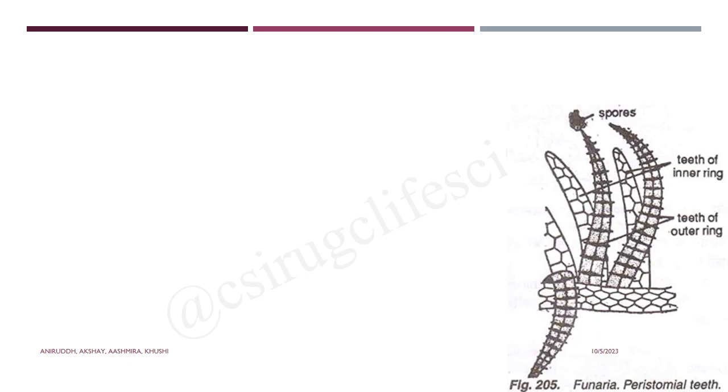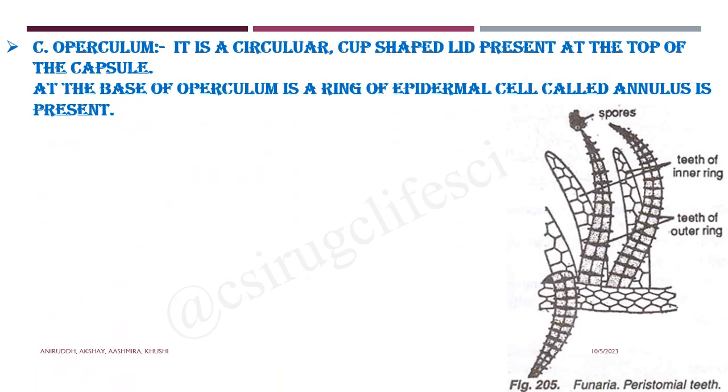This slide is very important, so read very carefully. C is operculum. It is a circular cup-shaped lid present at the top of the capsule. At the base of the operculum, there is a ring of epidermal cells called annulus. So, annulus is present.